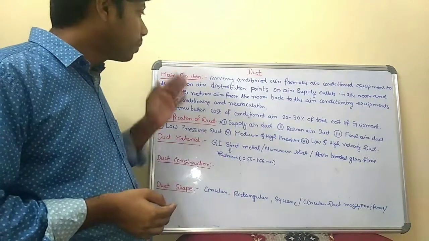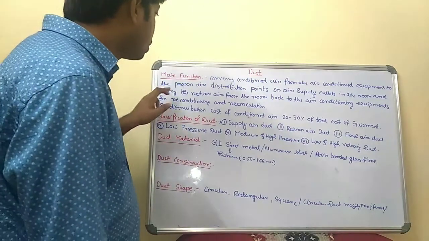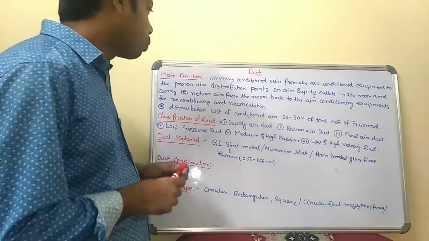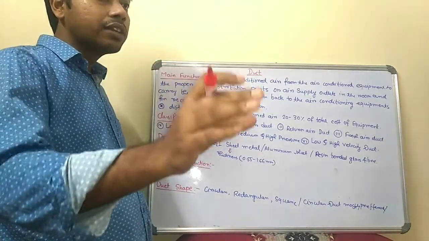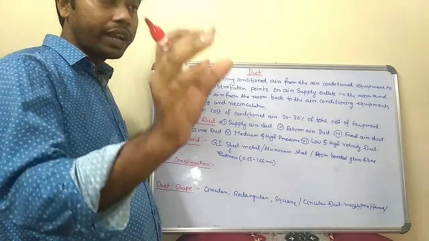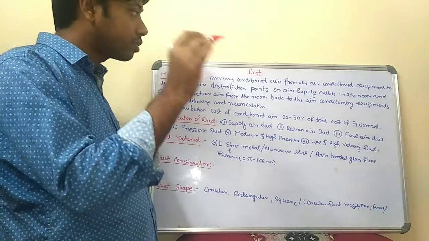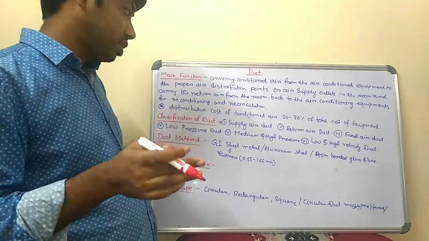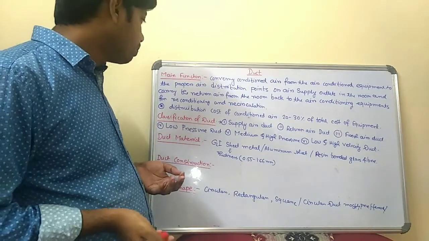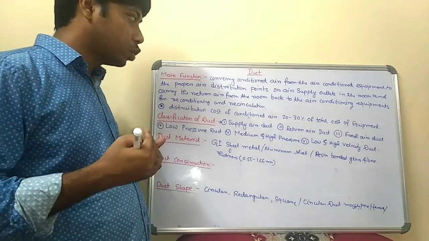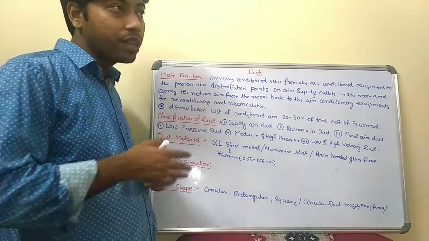And what is the main function? The main function is to convey conditioned air from the air conditioning equipment to the proper air distribution point, or air supply outlet in the room, or to carry the return air from the room back to the air conditioning equipment for reconditioning and recirculation. That is its main function.